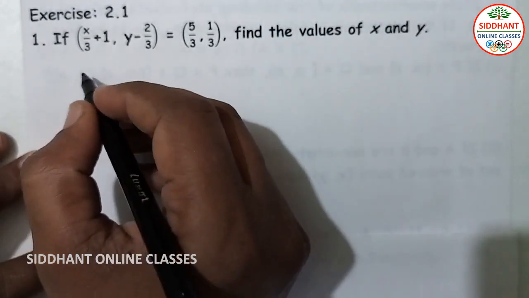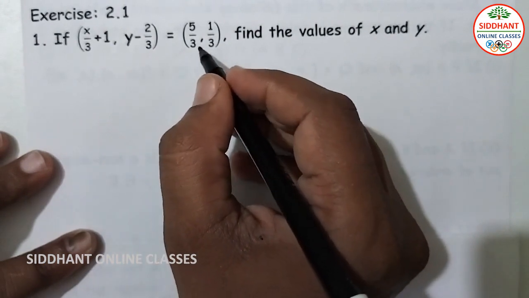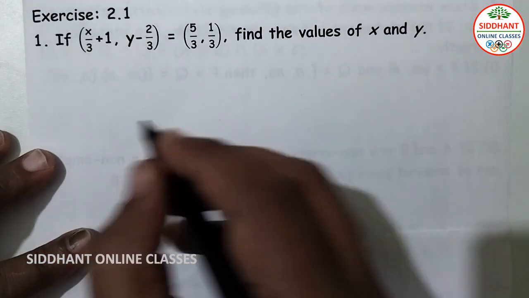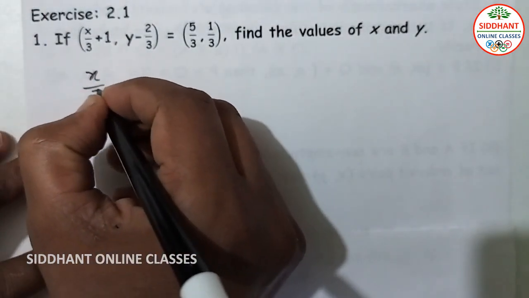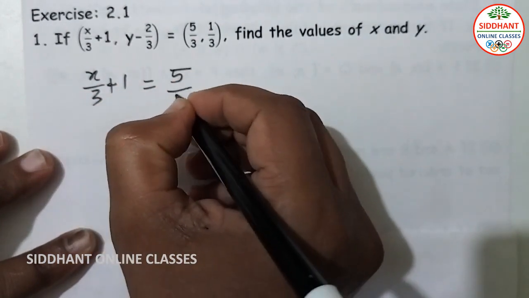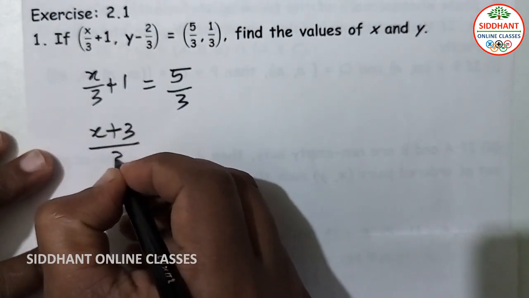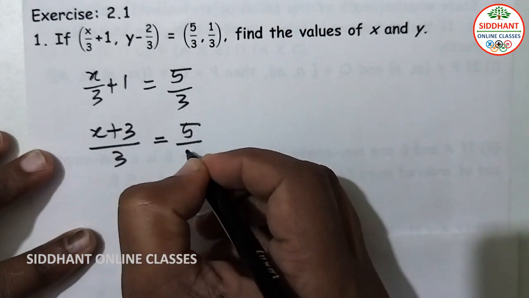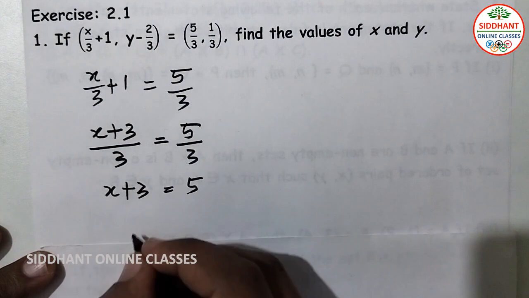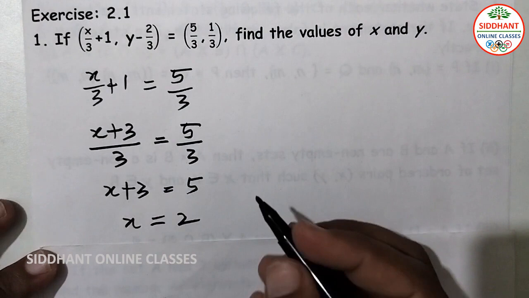Question number 1. If (x/3 + 1, y - 2/3) = (5/3, 1/3), find the values of x and y. So here x/3 + 1 equals 5/3. So here (x + 3)/3 equals 5/3. Then x + 3 equals 5 and x is equal to 5 minus 3, that is 2 here.